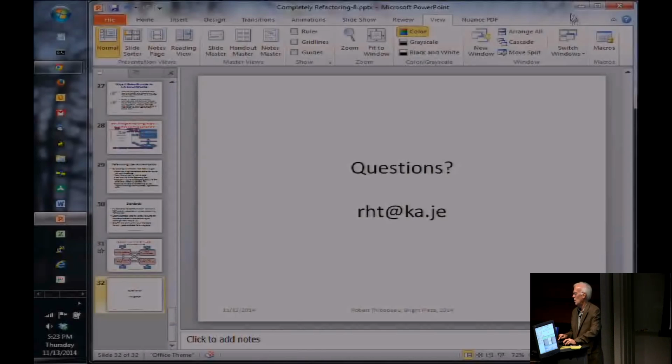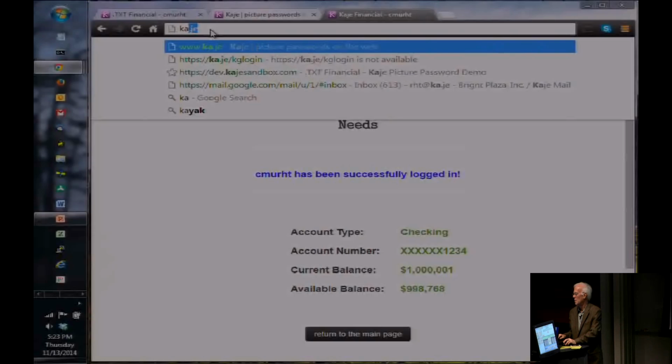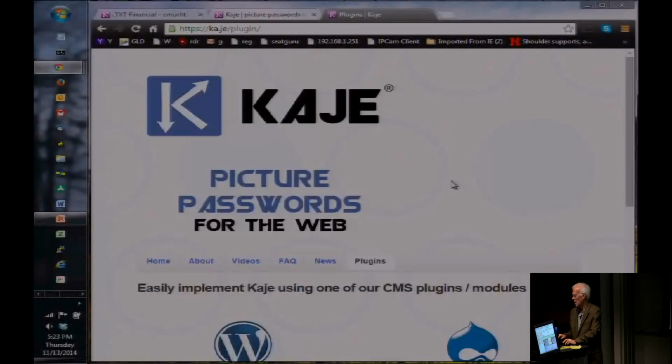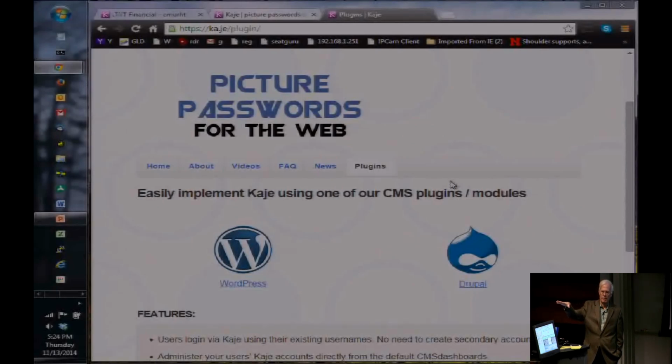So what we've done is, the answer is that there's an API. There's no XML in the API. These are just HTTP redirects. It's a RESTful interface. And on the website, if you happen to be a WordPress website or a Drupal website, there are certified plugins that make it a 3-minute effort to make a KAJE login live on your website. So we try to reduce this to making it really easy to do.